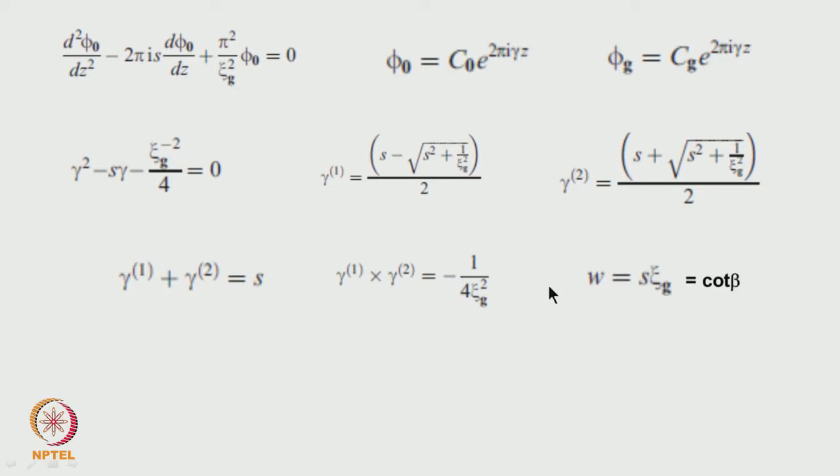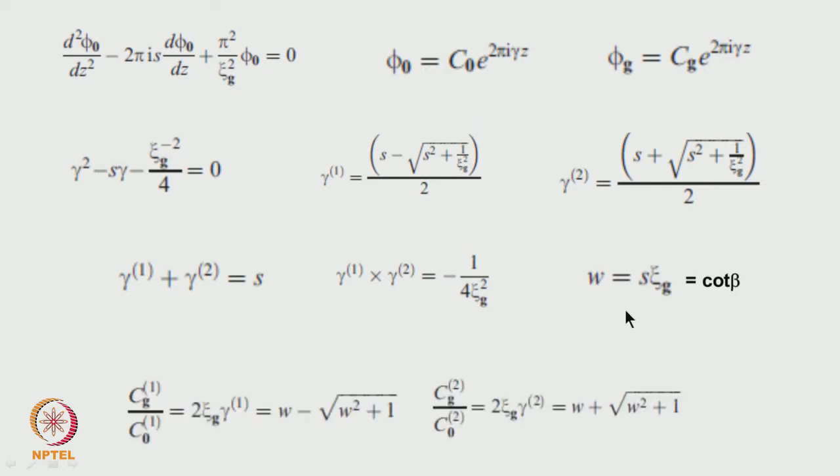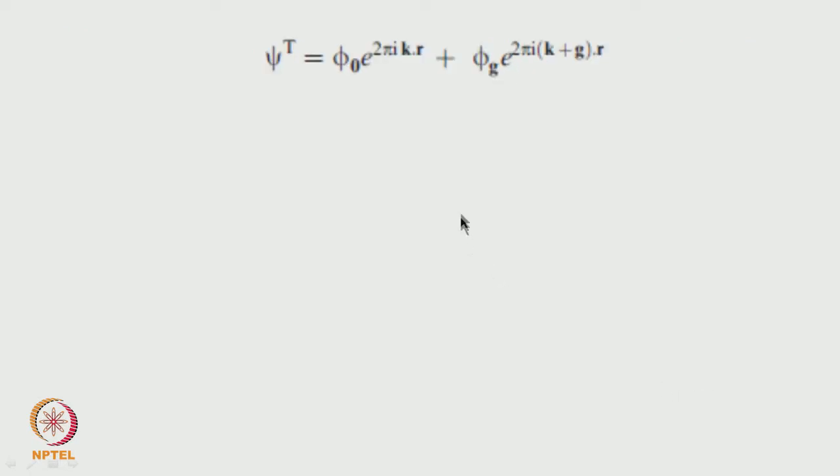And then there are some expressions by which it can be written. These are all mathematical manipulations, using which we can find out the amplitudes. In this, gamma we know, but we should also know the ratio of C0 to this one, the amplitudes. So everything is derived in this way. Finally, when those amplitudes are derived, this is the term we will have. We said only the two beams are there. That means psi t will be equal to phi 0 into e to the power of 2 pi i k dot r, plus phi g into e to the power of 2 pi i (k plus g) dot r, correct. This is how the expression will be.